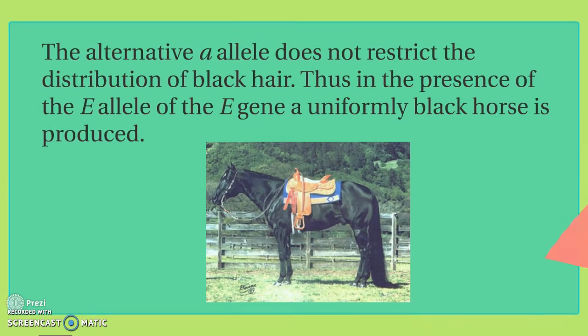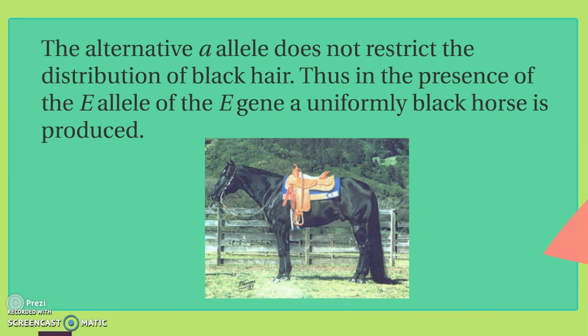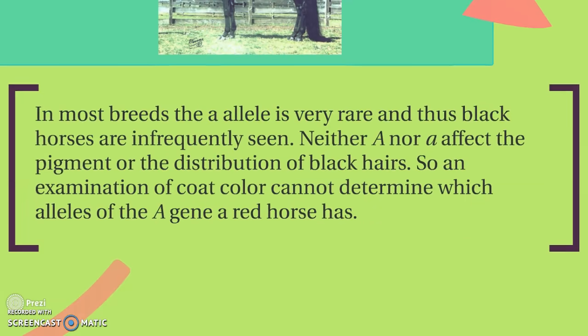The alternative little a allele does not restrict the distribution of black hair. Thus, in the presence of the big E allele of the E gene, a uniformly black horse is produced. In most breeds, the little a allele is very rare, and thus black horses are infrequently seen. Neither big A nor little a affect the pigment or the distribution of black hairs. So, an examination of coat color cannot determine which alleles of the A gene a red horse has.